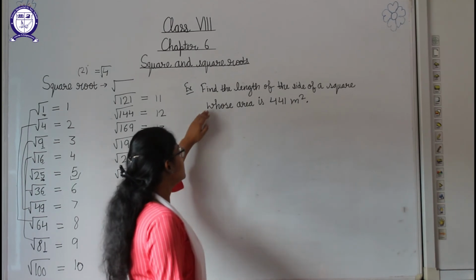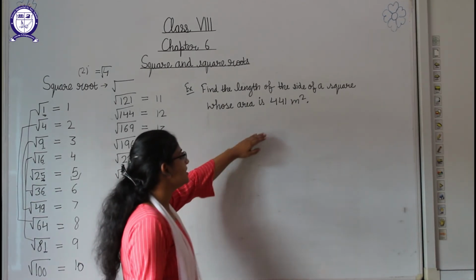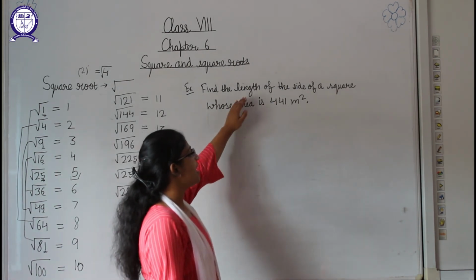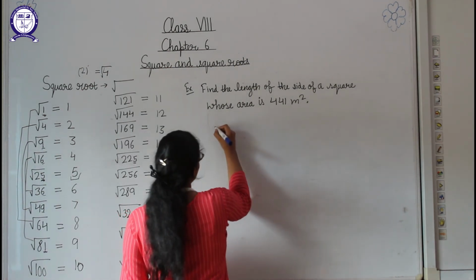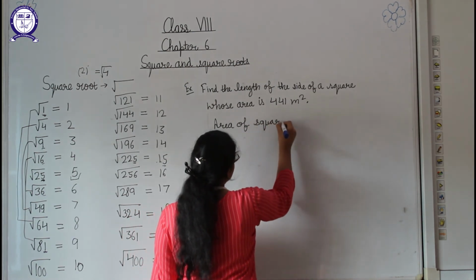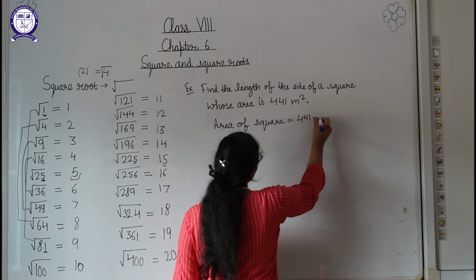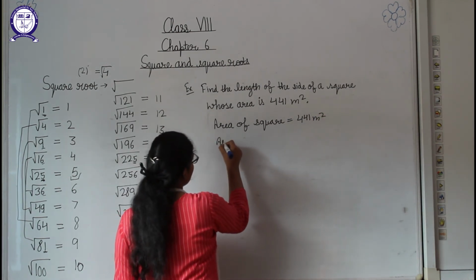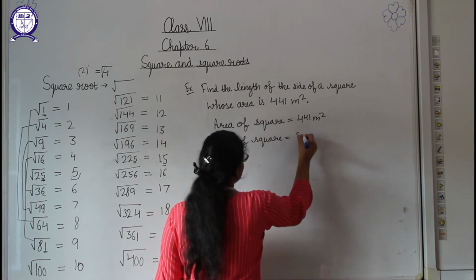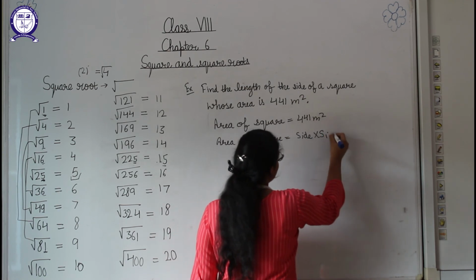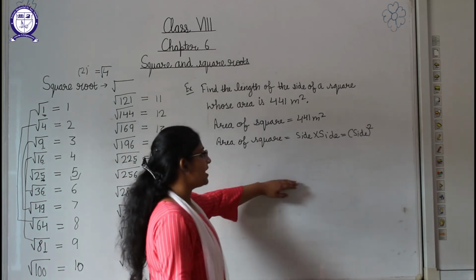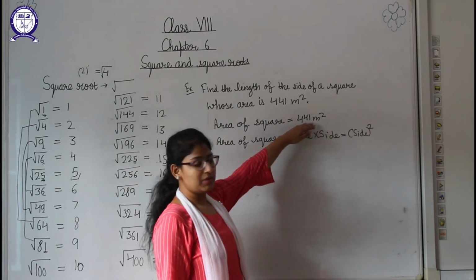Now students, our next question is: find the length of the side of a square whose area is 441 meter square. Here the area of the square is given to us and we have to find the side. First of all, the area is given, so the area of the square is equal to 441 meter square. And we know that the area of a square, according to the formula, is side into side, or we can write side square. So here I can write that side square is equal to 441 meter square.